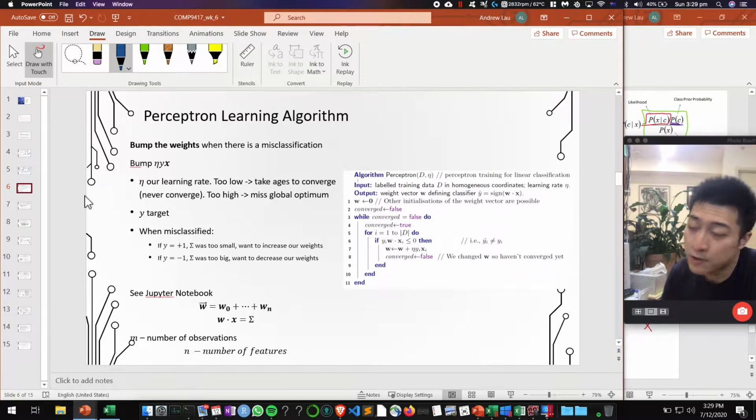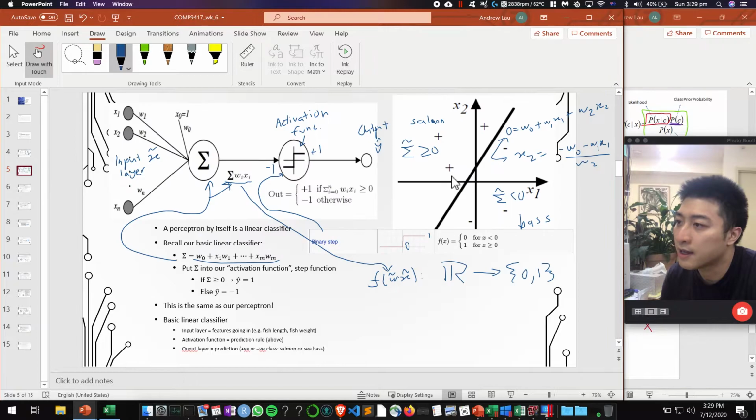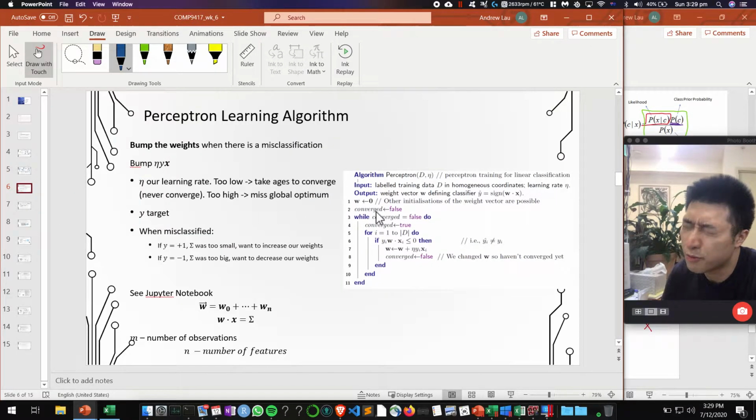If you classified it as positive when it was meant to be negative, then you should probably bump down the weights because it was too high. If you classified it as negative when it should have been positive, you probably should bump up the weights a little because it was a bit too low, right? And of course, if it's fine, you just leave it. There's no need to nudge or bump the weights for that particular training example. So that's a general idea behind the perceptron learning algorithm.